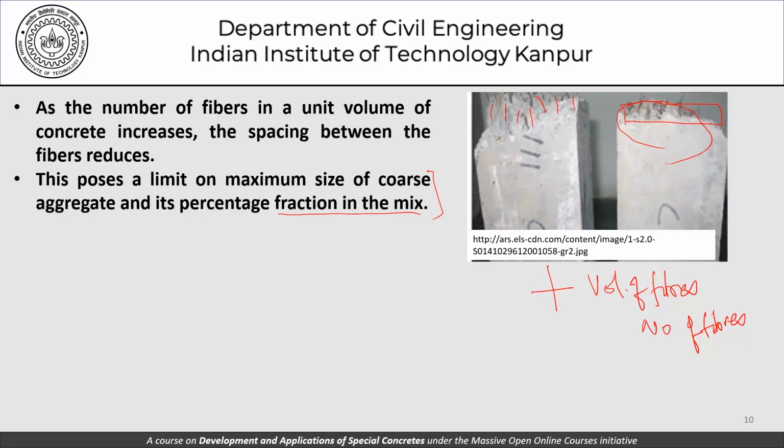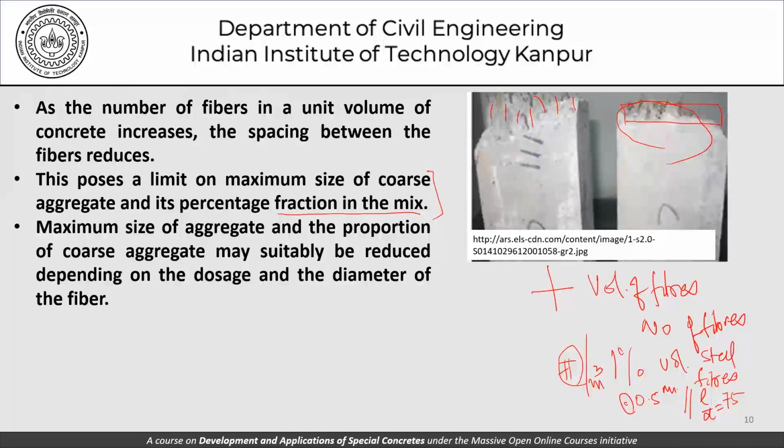to do an exercise on a 1% by volume of steel fibers, measuring 0.5 millimeters in diameter, aspect ratio that is L by D of let's say 75, try to find out what will be the number of fibers present in a concrete mix in terms of numbers per cubic meter, or that will give you an idea on what to expect or how many fibers to expect sticking out of this surface. The maximum size of coarse aggregate and the proportion of coarse aggregates may be suitably reduced depending upon the dosage and the diameter of the fibers.